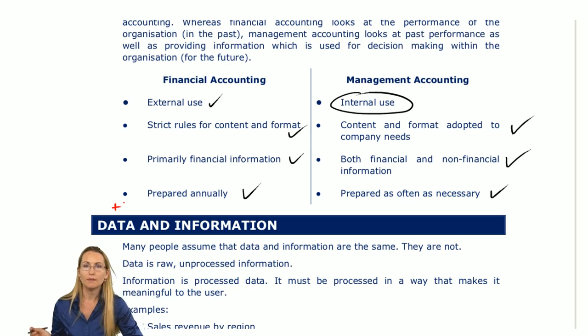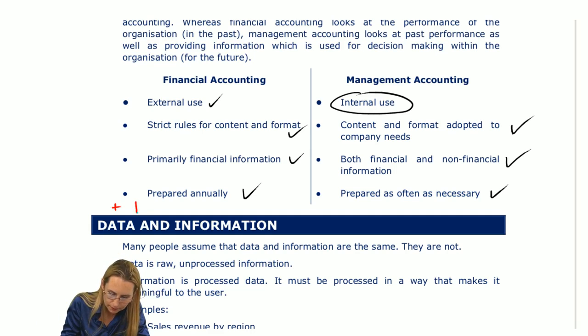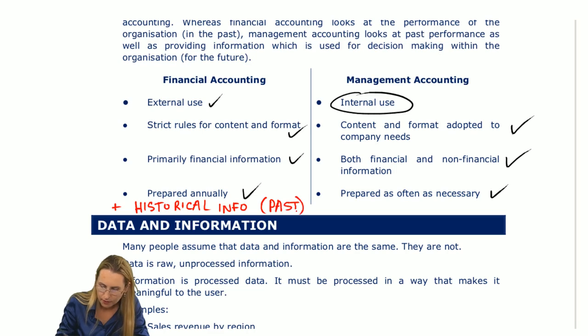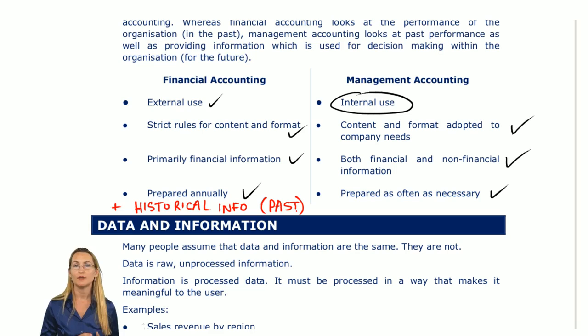So here in financial accounting we focus on historical information. So this is past. What happens at the end of the month or at the end of the year, the financial accountant sits down and prepares financial statements. So they're only looking at the past, what has happened. What do our management accountants look at? We look at the past, but we also look at the future, so we can forecast. That's what we're good at.